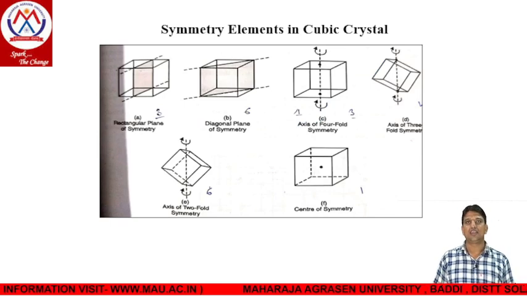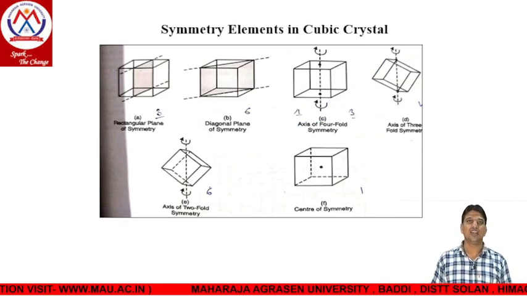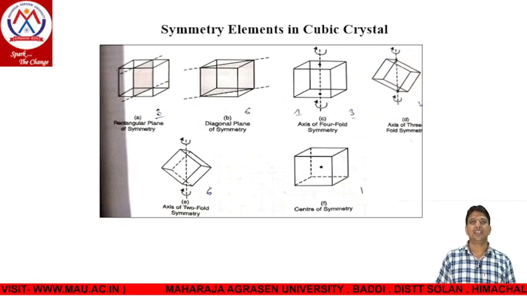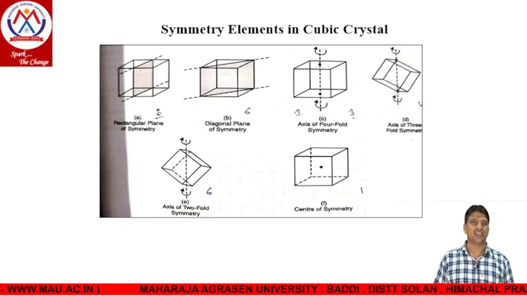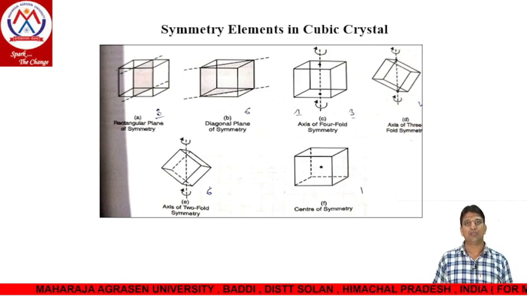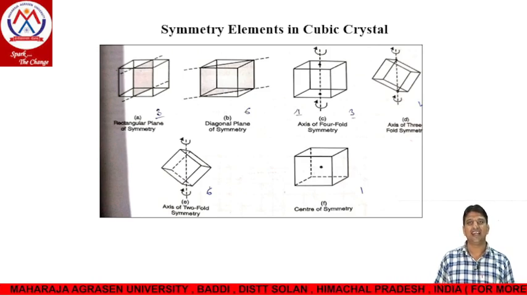Symmetry elements in a cubic crystal. As we know, cubic is the most symmetric crystal, and there are 23 symmetry elements in a cubic crystal. First is rectangular plane of symmetry, then diagonal plane of symmetry, axis of 4-fold symmetry, axis of 3-fold symmetry, axis of 2-fold symmetry, and then center of symmetry.